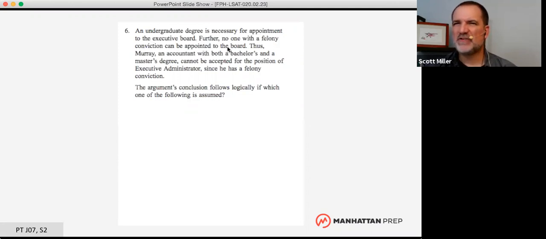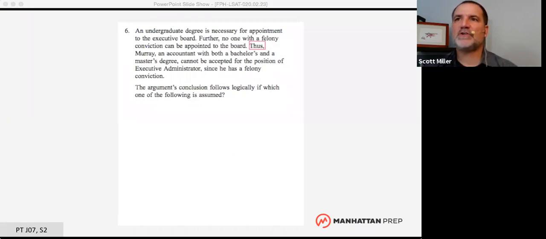Okay, this is starting to sound kind of factual. I'm starting to suspect maybe that these are premises. These are facts that they're giving me to build some kind of an argument. And then I read this next sentence. Thus, Murray, an accountant with a bachelor's and a master's degree, cannot be accepted to the position of an executive administrator since he has a felony conviction. Okay, so thus is a conclusion indicator.